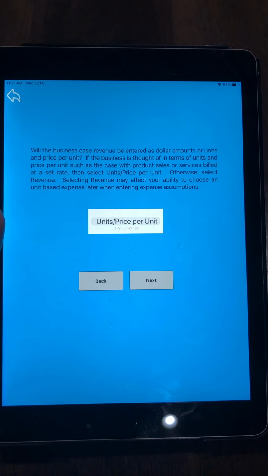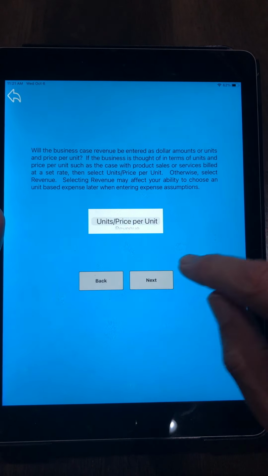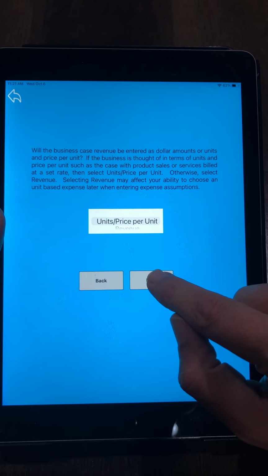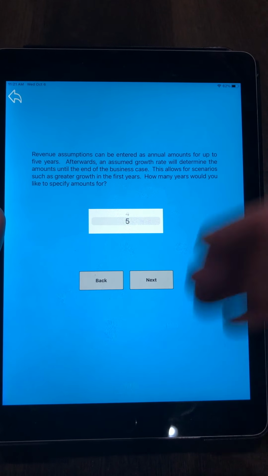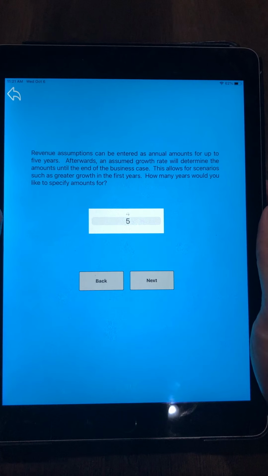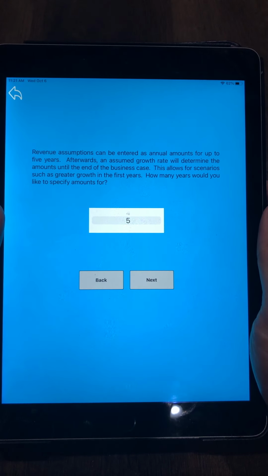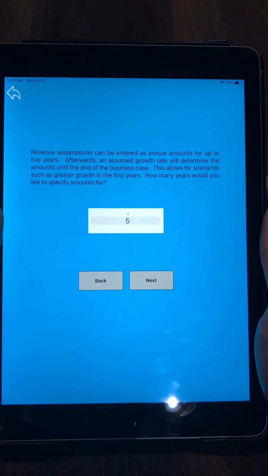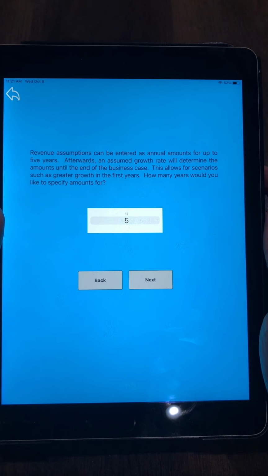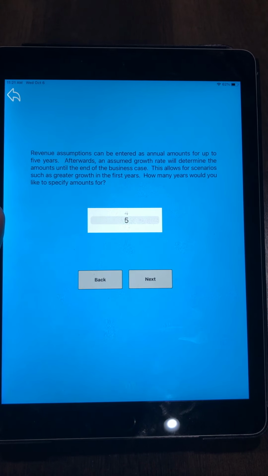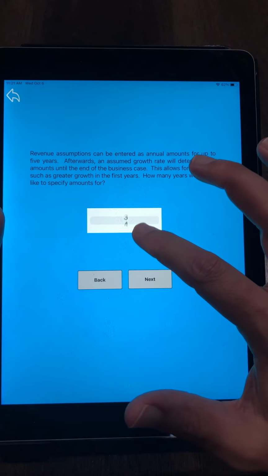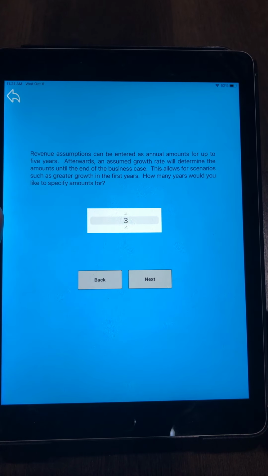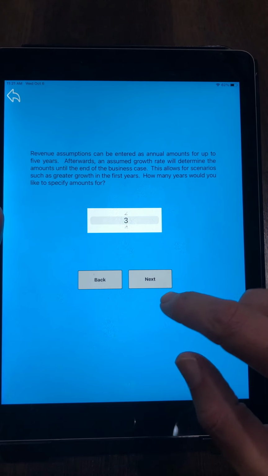But if you wanted to, you could just type in a flat revenue for each year. So I'm going to choose units and price per unit. Now I can enter my assumptions for up to 5 years individually, and then after that it'll let me have a growth rate that attaches to the last year and then just projects at that rate from there on out. That lets me have different growth rates in the first 5 years, and also lets me get more detailed for the 5-year business plan. Now, since I'm going to expect to reach my steady state by year 3, I'm just going to put in 3.